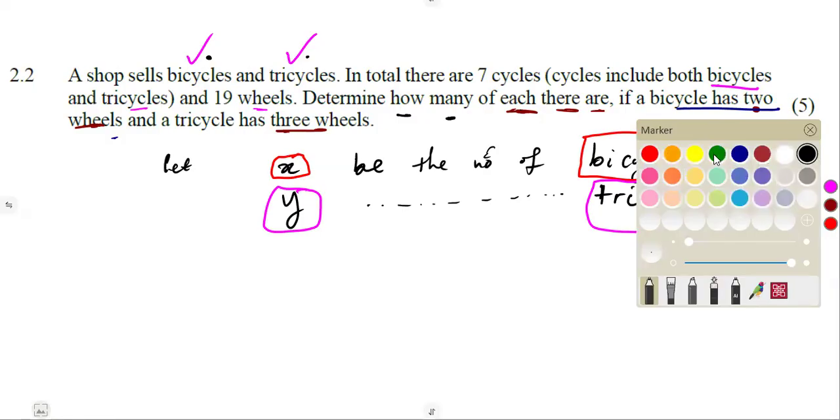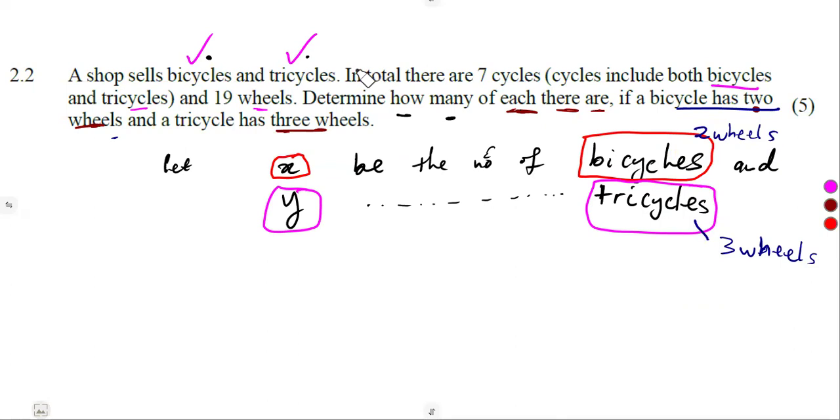The first equation is supposed to come from the statement of the total number of cycles. If we talk of the cycles, we talk of the number of bicycles that we have and the number of tricycles that we have combined together. There are 7 of them. Those are the cycles. So how do we form an equation, guys?